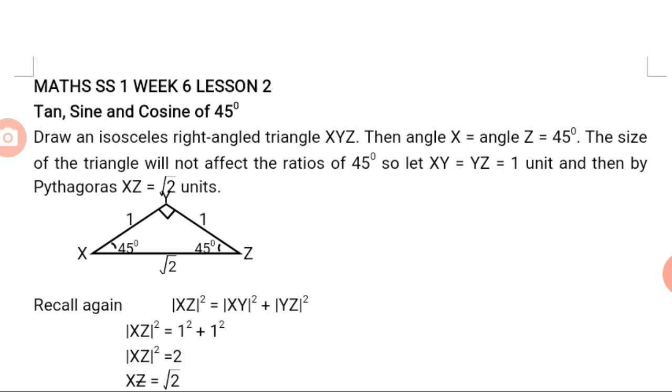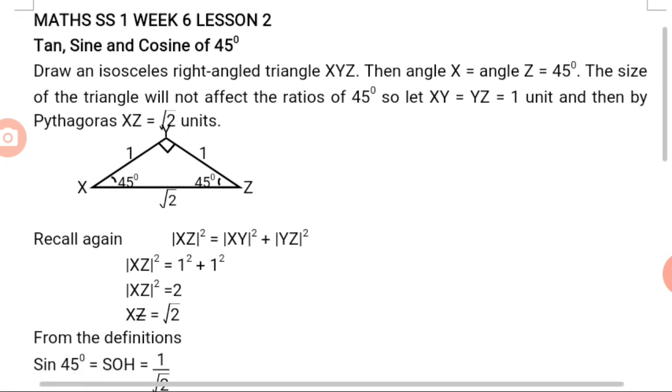Let's recall again. XZ square equals XY square plus YZ square. Therefore, XZ square equals 1 square plus 1 square. Therefore, XZ square equals 2. Now, XZ equals root 2. XZ equals root 2.